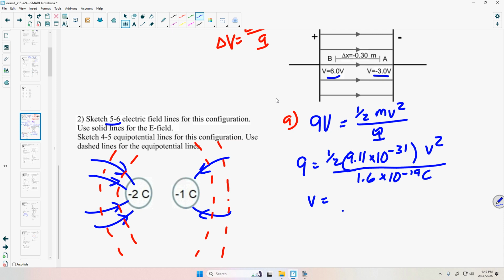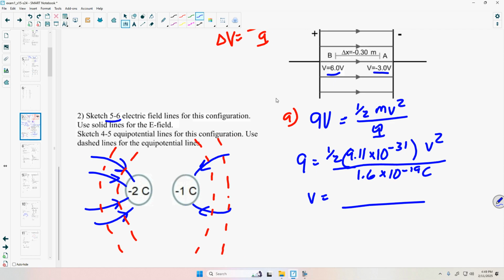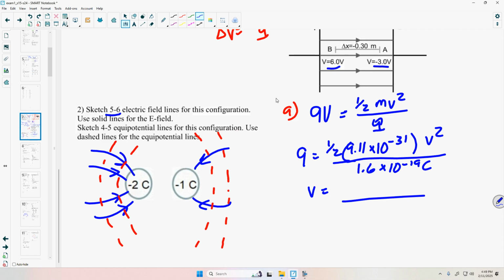Okay, whatever V is, that's what I get. All right, just solve that for V. And then after that, I want to know what is the electric field. Remember, the electric field is, or excuse me, the potential, I always think of it like this. The potential is equivalent to delta E over delta X. I always try to remember those units.